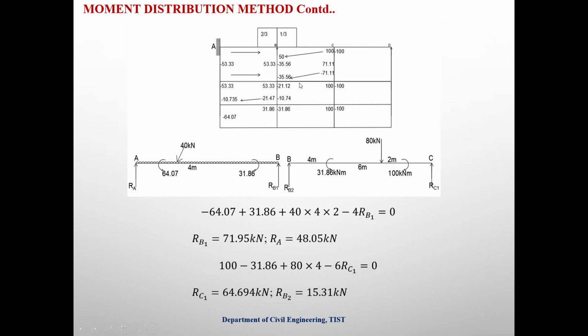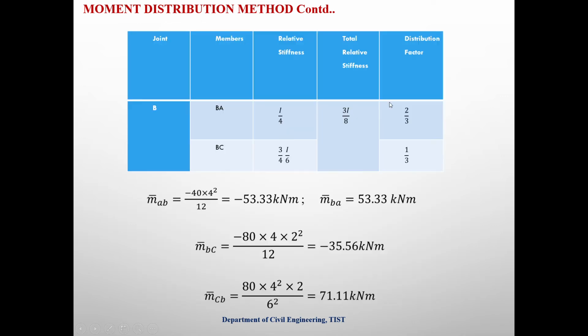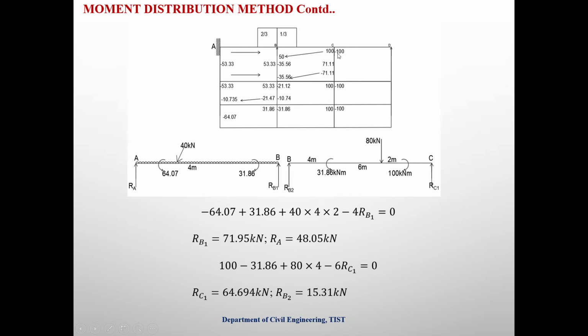If there is any overhanging portion, the first step in the moment distribution table will be the overhanging moment. In this case, the overhanging moment is 50 into 2, that means 100 kilonewton meter, which is acting in the clockwise direction. We have to mark the support moment MCD as minus 100. This 50 into 2 in the clockwise direction, that means plus 100, will be the overhanging moment. The support has to resist that overhanging moment by substituting minus 100 as MCD. So substitute minus 100 here.